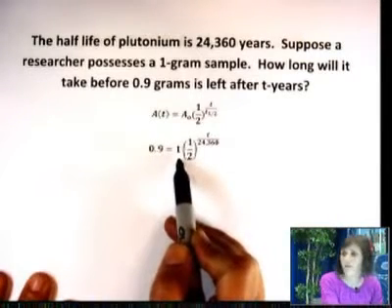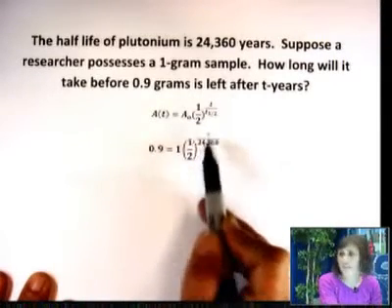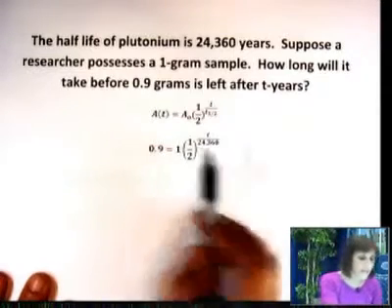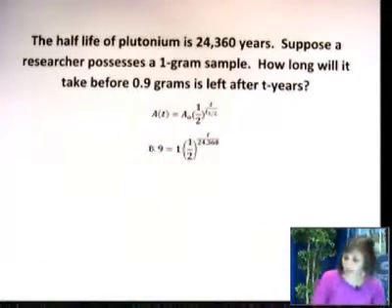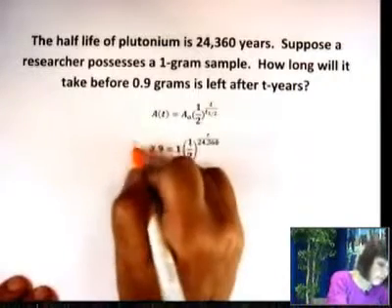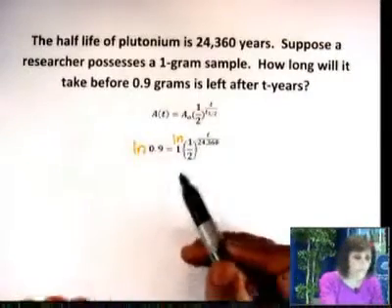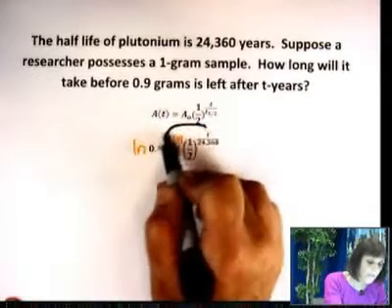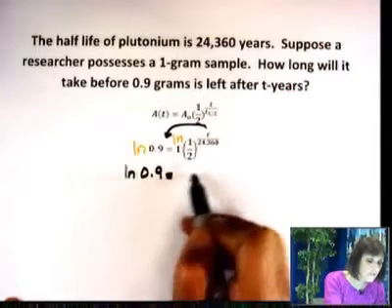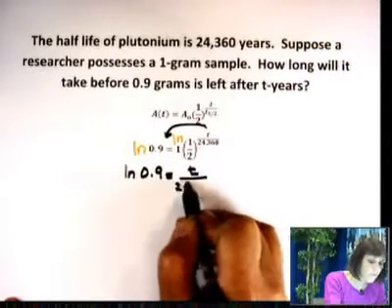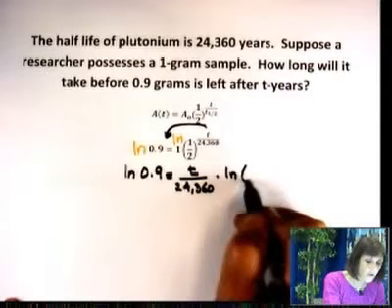0.9 equals 1, what you start with, times 1/2 to the t over half-life. All right, so since half-life is in years, this t is going to end up being in years as well. So let's do the ln of both sides trick. All right. So since I have a 1 in here, I don't have to worry about that. So I have, with the ln property, ln of 0.9 equals t over 24,360 times ln of 0.5.